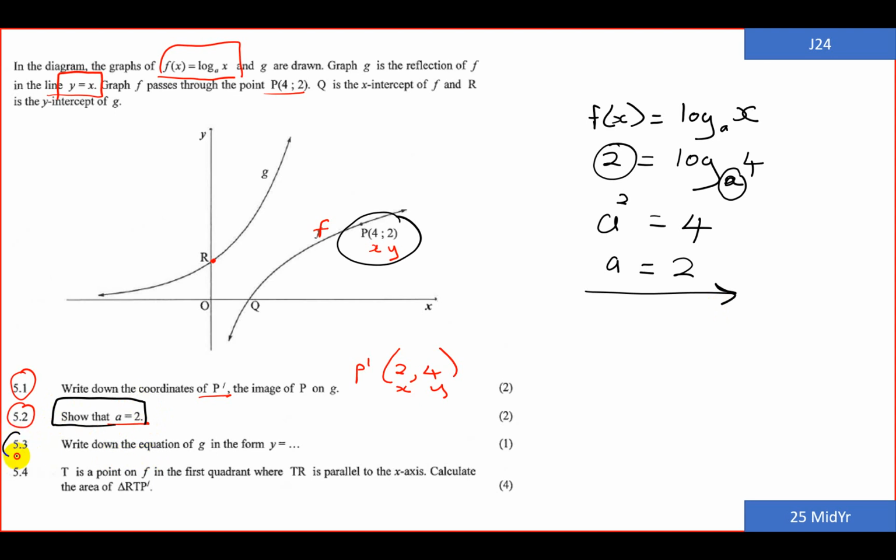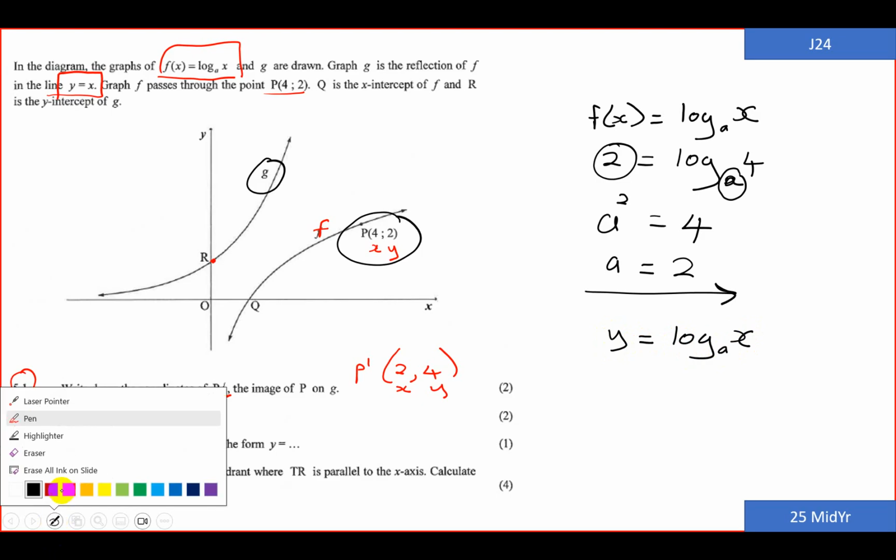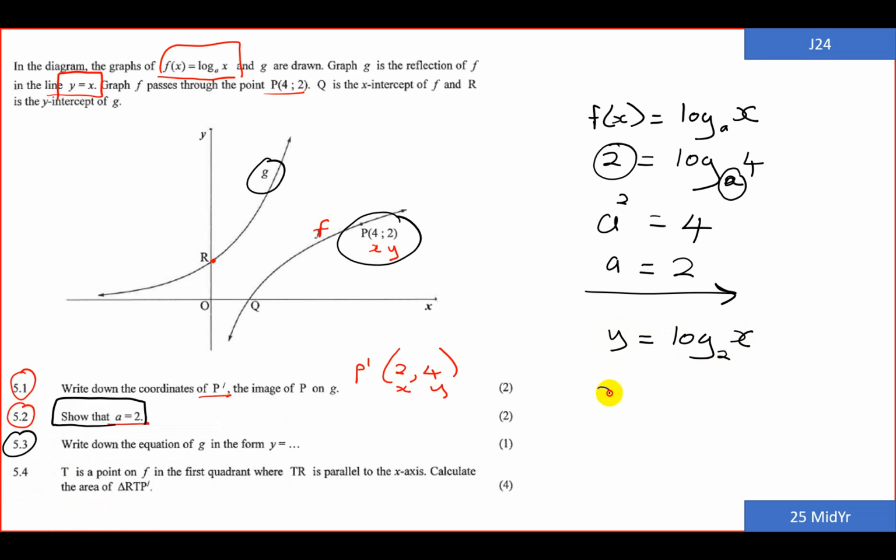The next question is write down the equation of G. Now, G is the inverse. So now we're going to find the inverse of f. So in finding the inverse, you start off with step 1, y is equal to log. And now we found a, so we can now replace a with 2. So step 1, swap x and y. So we get x is equal to log y base 2. That is step 1. We're swapping x and y for an inverse. The next step is to write in exponential form. So we got our base, which is 2, the exponent, which is x, which is equal to y. So y is equal to 2 to the power x. And that's the equation of G.